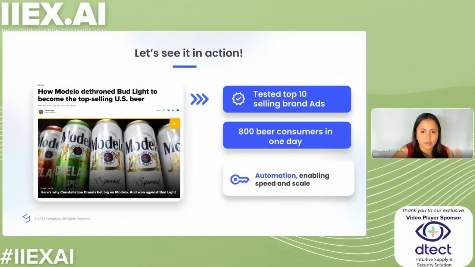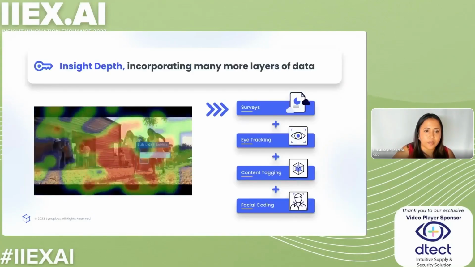Now, let's talk finally about the quick information of what we're going to be showcasing. Basically, let's see it in action. This is something that we launched this week. As you know, the beer industry is right now going through massive changes, with Bud Light losing their first spot, and now Modelo taking the number one spot on selling brands. And what we did was test ads from the top 10 brands with 800 beer consumers in 1 day. Basically, I want to just point out here that automation enables us to do something like that, right? Do it super fast with a lot of consumers, and not only collect data, but also analyze data. So we did that.